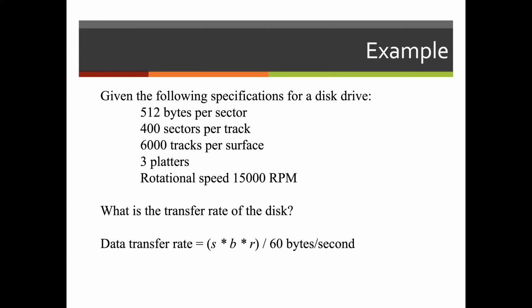So you want to recall that our data transfer rate is going to be equal to S times B times R divided by 60 bytes per second. So we have B, S, and R provided for us. And so that is going to give us 400 times 512 times 15,000 divided by 60, which is 51,200,000 bytes per second.